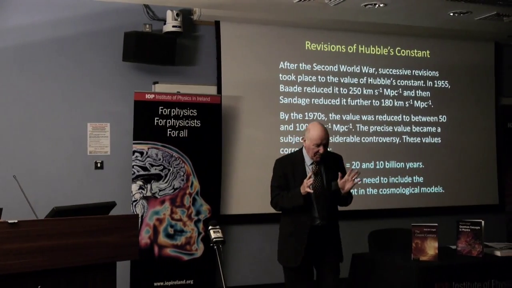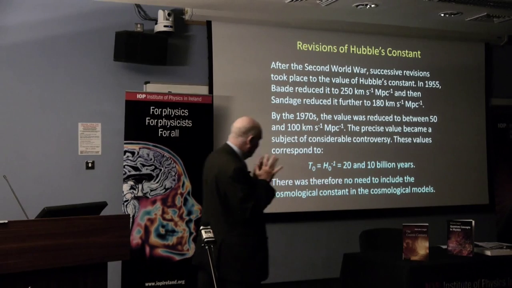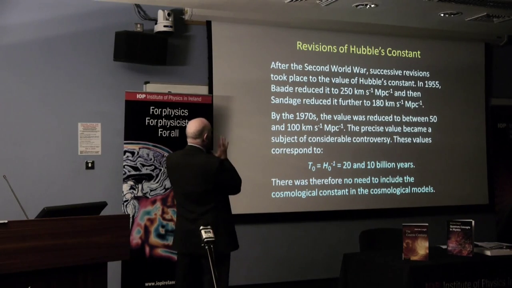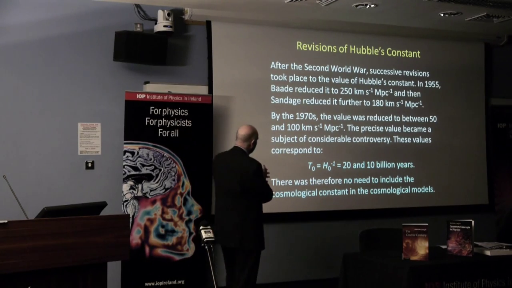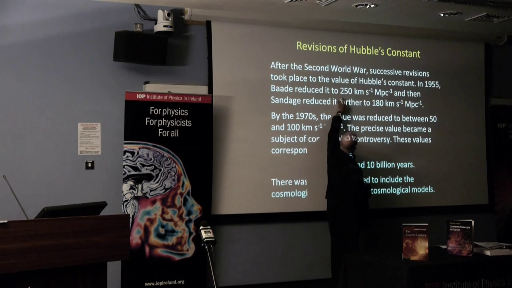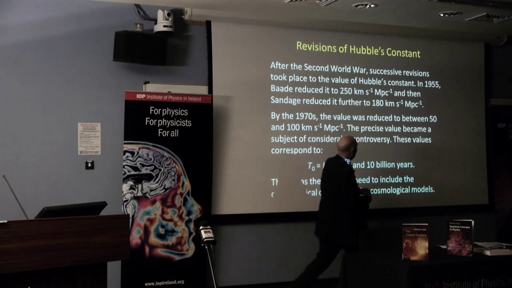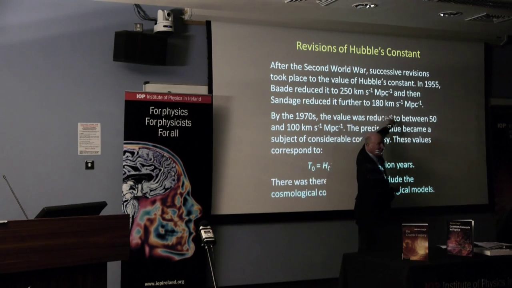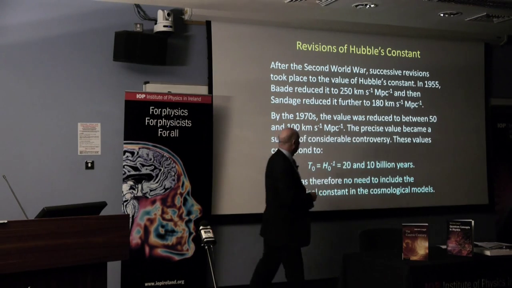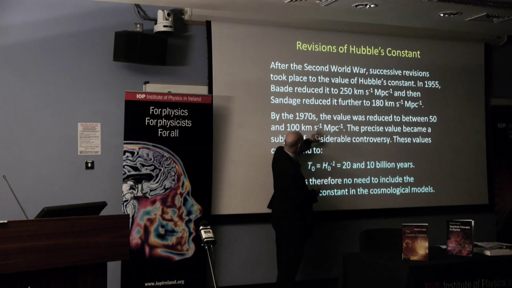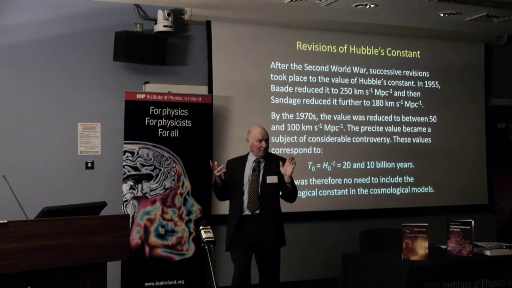Then, once the war was over, the Bada in particular started to revise the value of Hubble's constant. First of all, it came down to 250. Then it came down to 180. When I started doing cosmology, I was stuck with 180. But over the next few years, it came down to values between 50 and 100 kilometers per second per megaparsec.